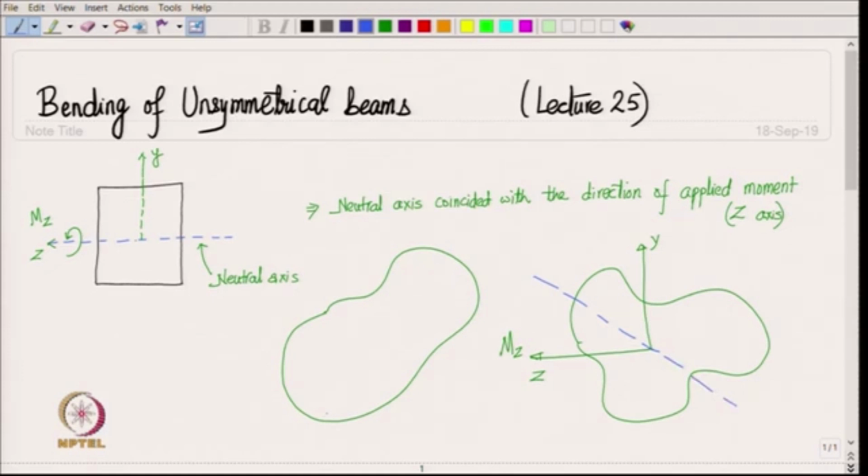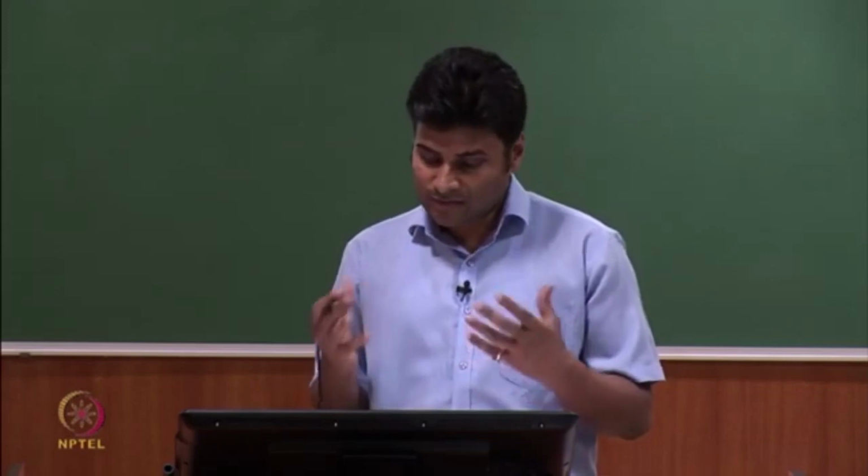So, that is very interesting, is not it? You are applying moment about some axis, but the bending is happening about a different axis. See, the neutral axis tells us the axis of bending. So, the applied moment is in some direction, whereas the axis of bending is in a different direction. It is very interesting, and that can happen with unsymmetrical beams. So, we are going to do its analysis in today's class.